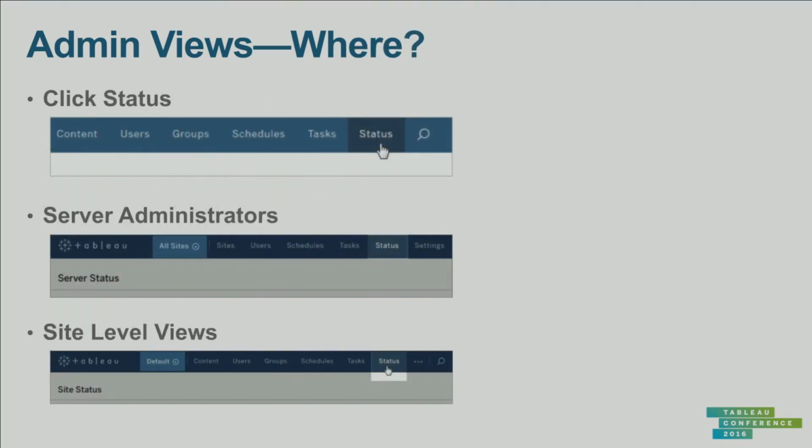To get to the admin views, it's sometimes not very intuitive. If you click on the status, you'll then have to choose. If you're actually a server administrator, you'll see the options to see all sites or an individual site. So if you're a server administrator, you can look at both the server level views as well as site level views. If you're a site level administrator, then you can only see a site level view. That's a little bit of a point of confusion I've seen with customers sometimes in terms of how they access the two different levels of views.